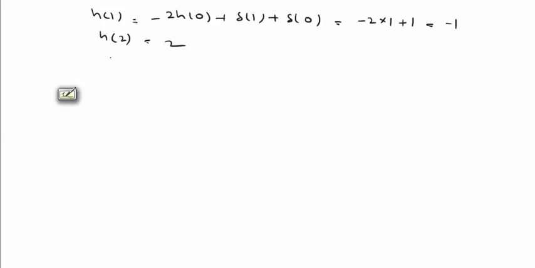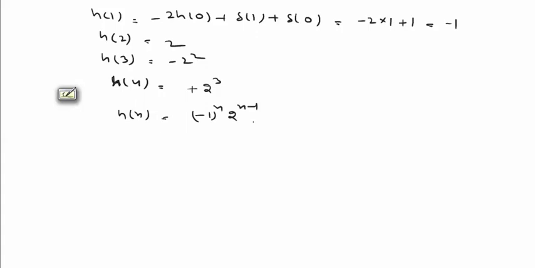In this way we calculate the other values. H[1] is minus 2h[0] plus delta[0] plus delta[minus 1]: minus 2 times 1 plus 1 equals minus 1. For h[2], by putting values we get 2. H[3] we get minus 2 square. H[4] we get plus 2 cube. In general h[n] is minus 2 to the power n minus 1, up to sign. Since h[n] has infinite terms, it is an IIR filter.